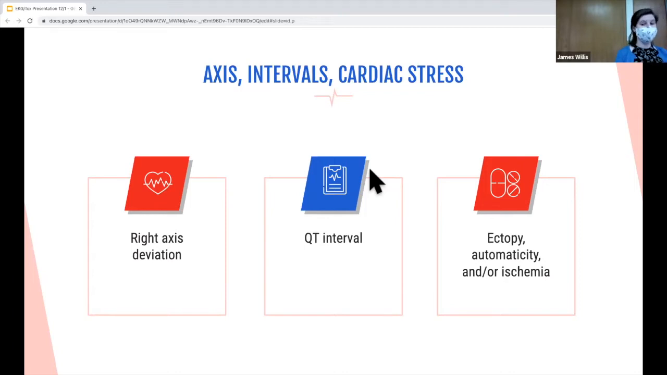Then you're gonna look at the QT interval, and notice I say QT, not QTC, because especially in tox patients, we're not looking at the calculated QTC interval on the EKG. We're calculating our own QT interval. And we'll talk a little bit more about the risk of torsades in tox patients as we go a little further. And then lastly, you're gonna look for any evidence of ectopy, automaticity, and or ischemia to help you point towards a specific agent.